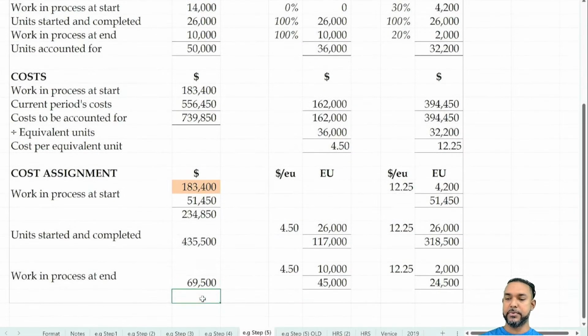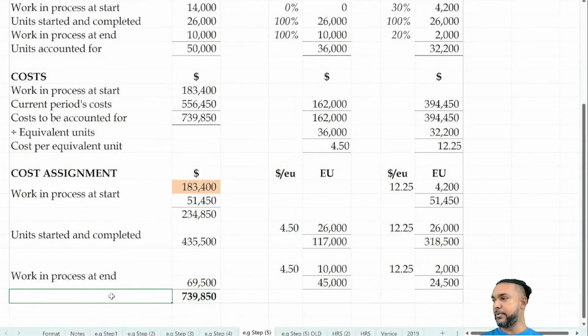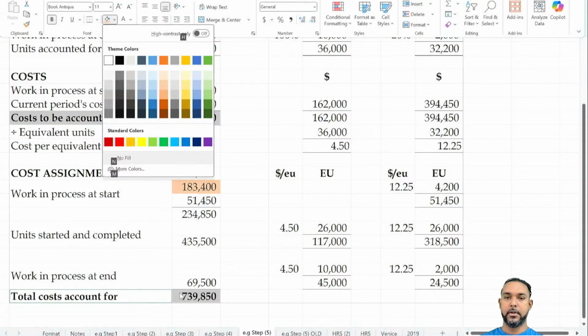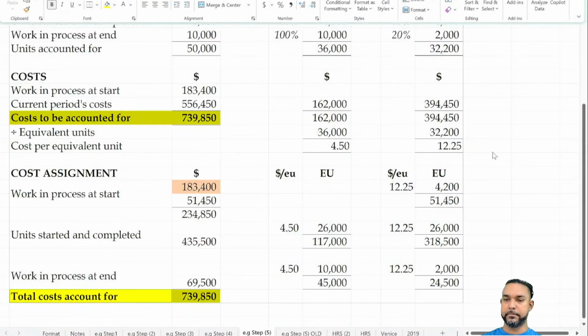And all we do now is we add up this one, and this one. And guess what we get, right? This is total costs accounted for. So this and this are accounted for.